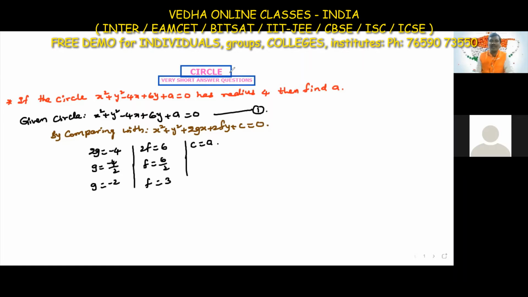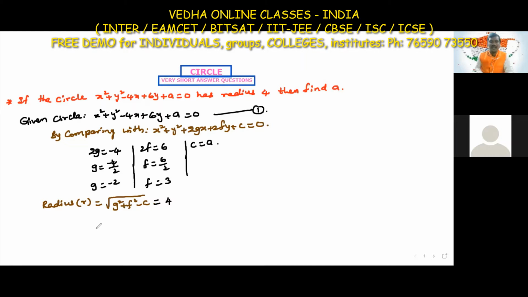So now I am finding the radius. What is the radius formula? The radius of the general equation: r is equal to under root of g square plus f square minus c. This is the formula for finding the radius of the circle. The radius is given as 4 in the question, so equate to 4.